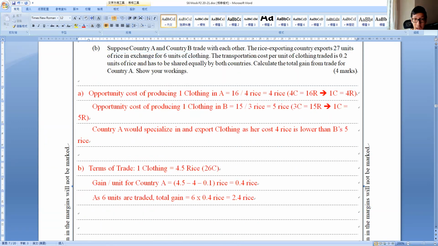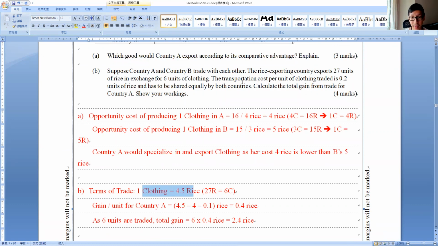26C, right? No. 27R equals 6C, right? Then you simplify it. We know 1C equals 4.5 rice. Then the gain per unit. Now let's talk about the transportation cost per unit of clothing. For each unit of clothing, 0.2 unit of rice has to be shared equally by both countries.